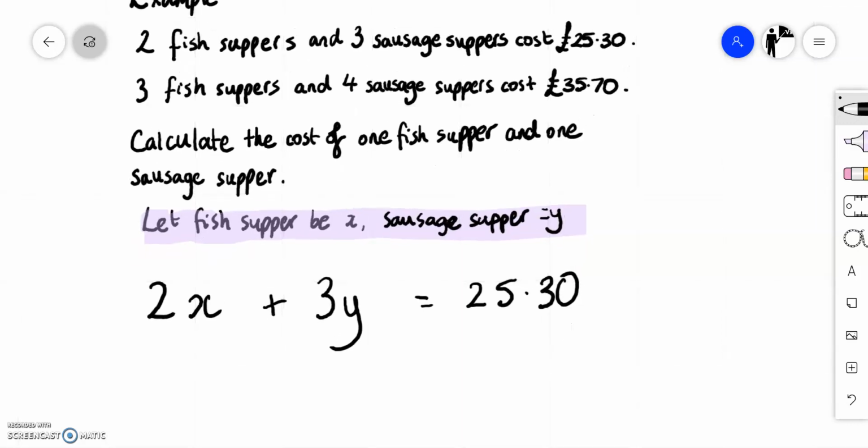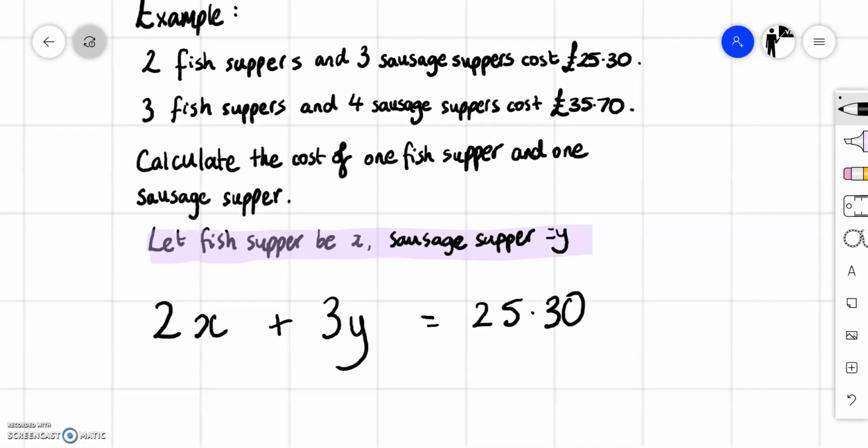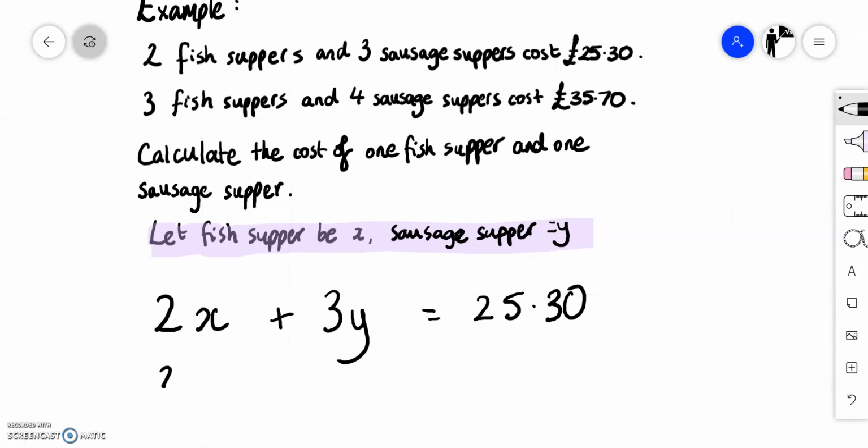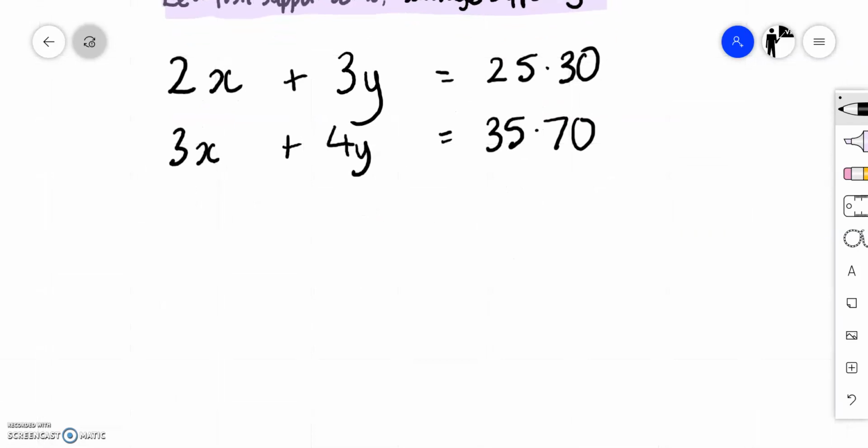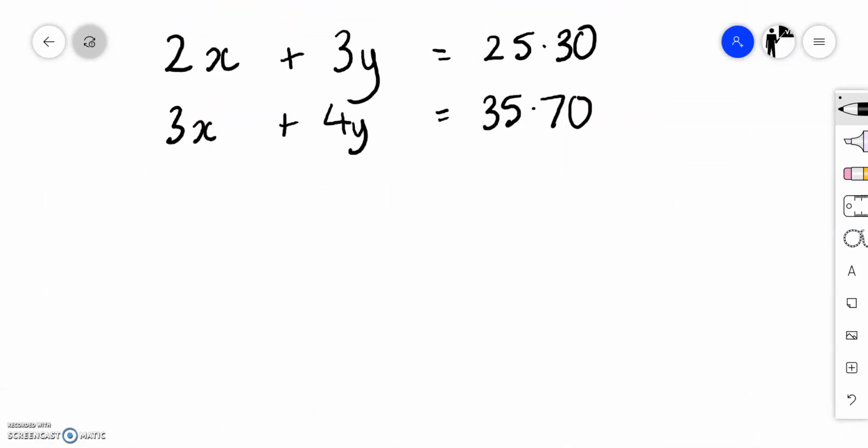Okay, so we got that from the first sentence. On the second sentence, we've got 3 fish suppers, so that's 3x plus 4y is £35.70. Our goal is we want to work out what is 1 fish supper and 1 sausage supper. Essentially, what is x, what is y. So we're going to solve these equations simultaneously. I'm going to call this equation 1 and equation 2.